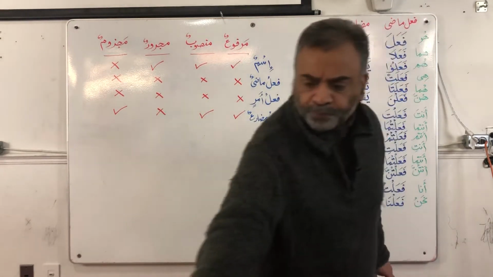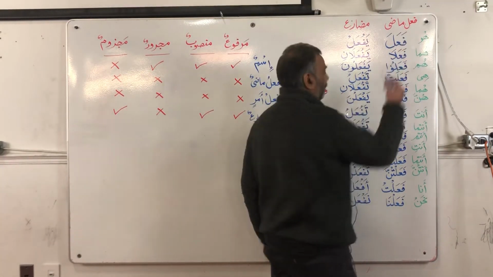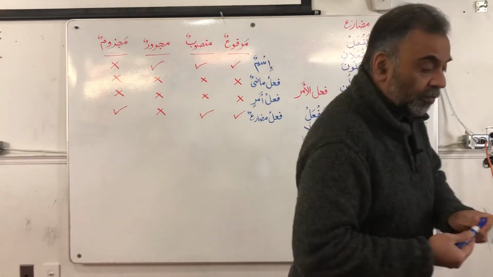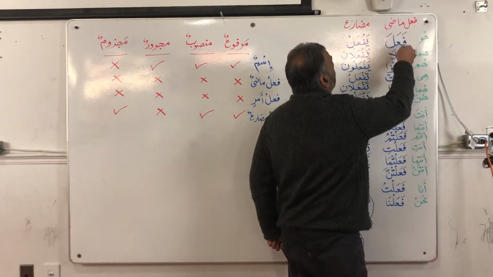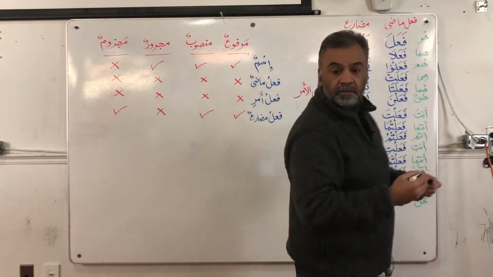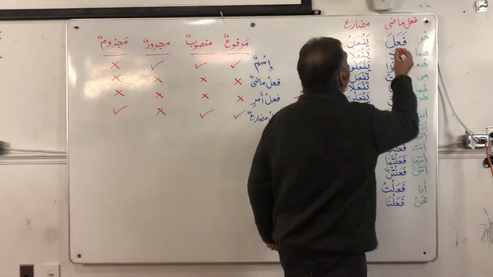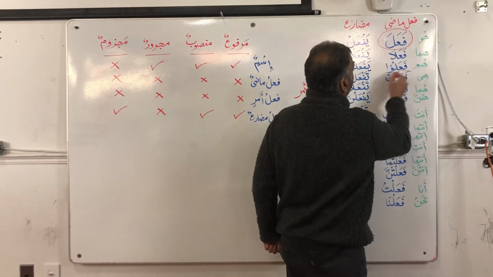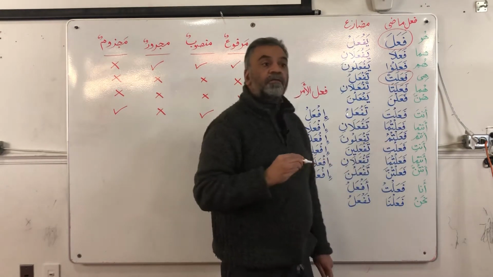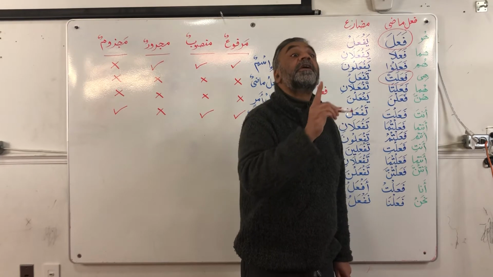So, let us use the black one. Okay, let us use the red one. Fa'ala, fa'alat, doer, mustatir. Mustatir means hidden.